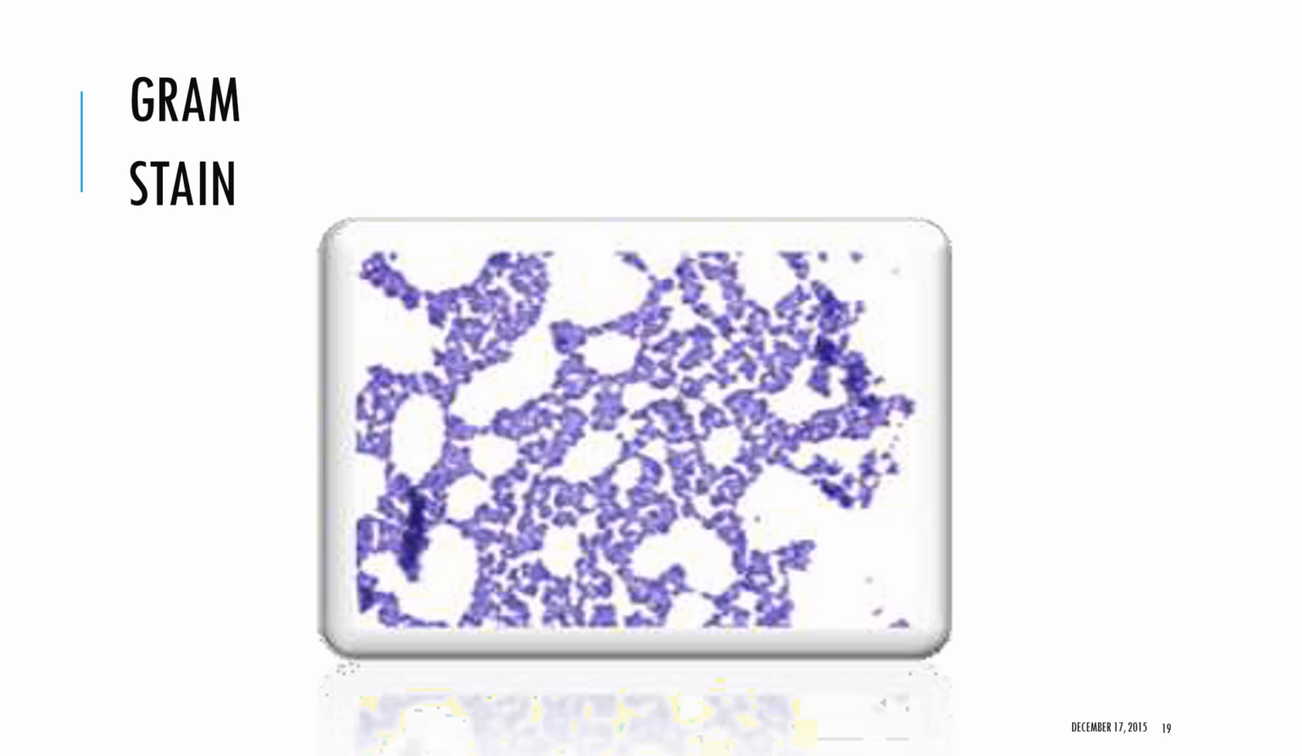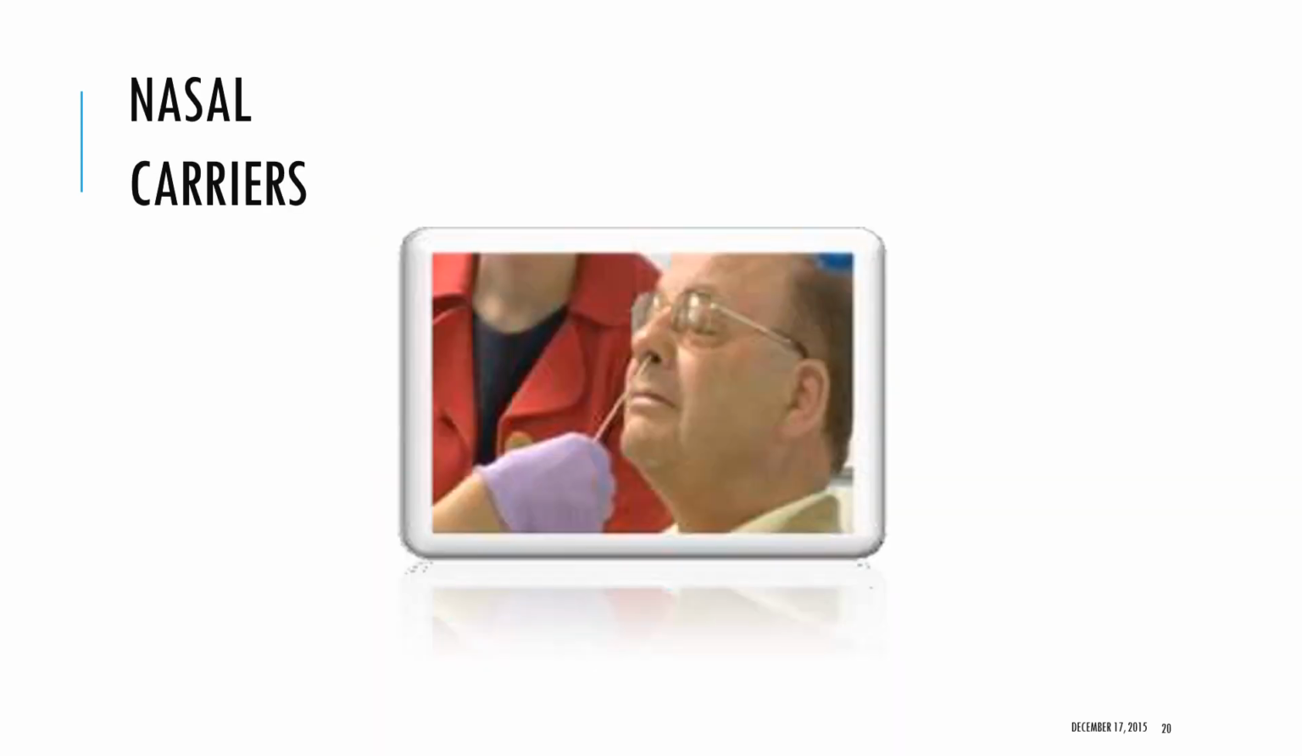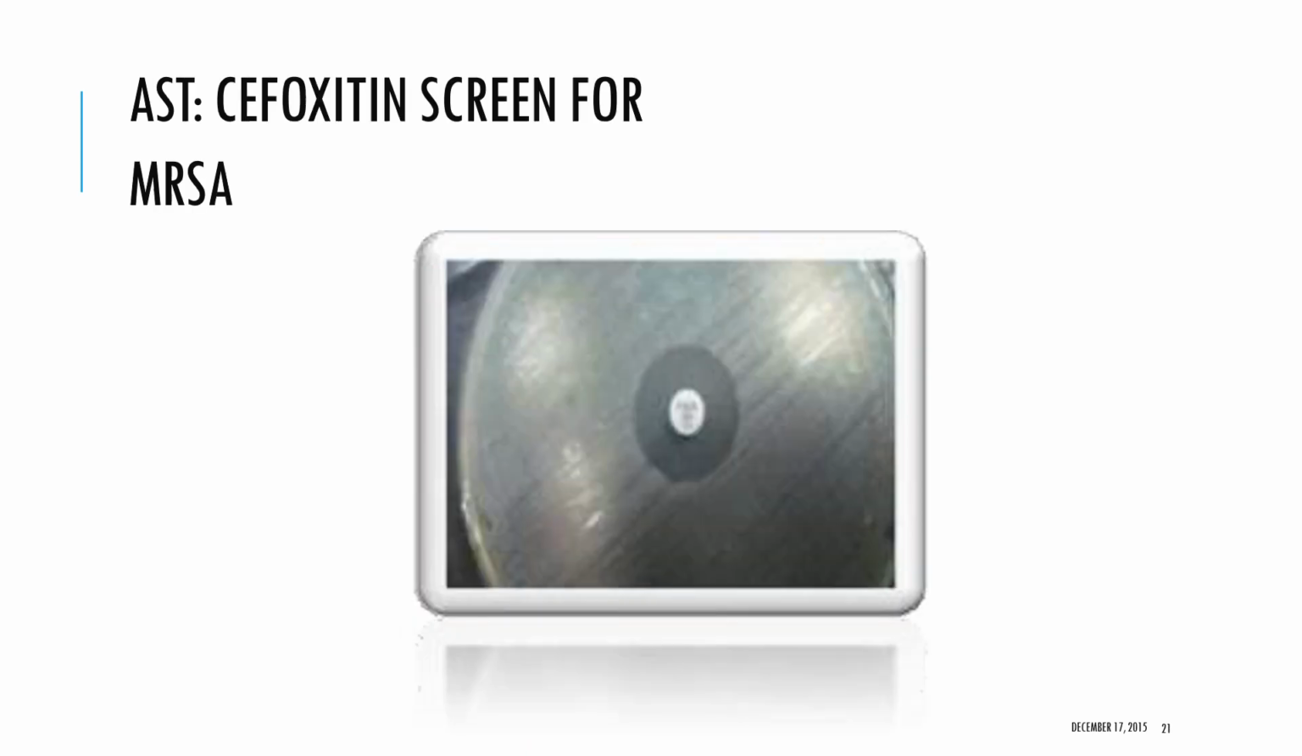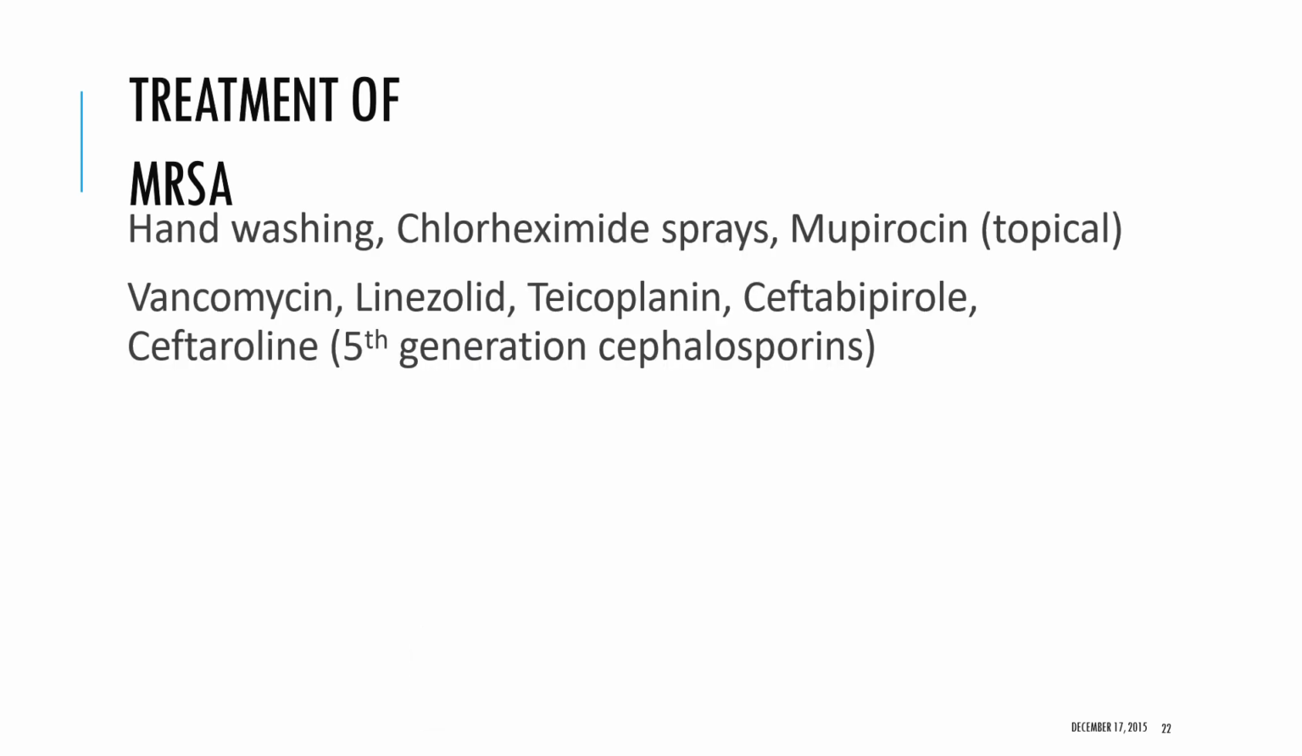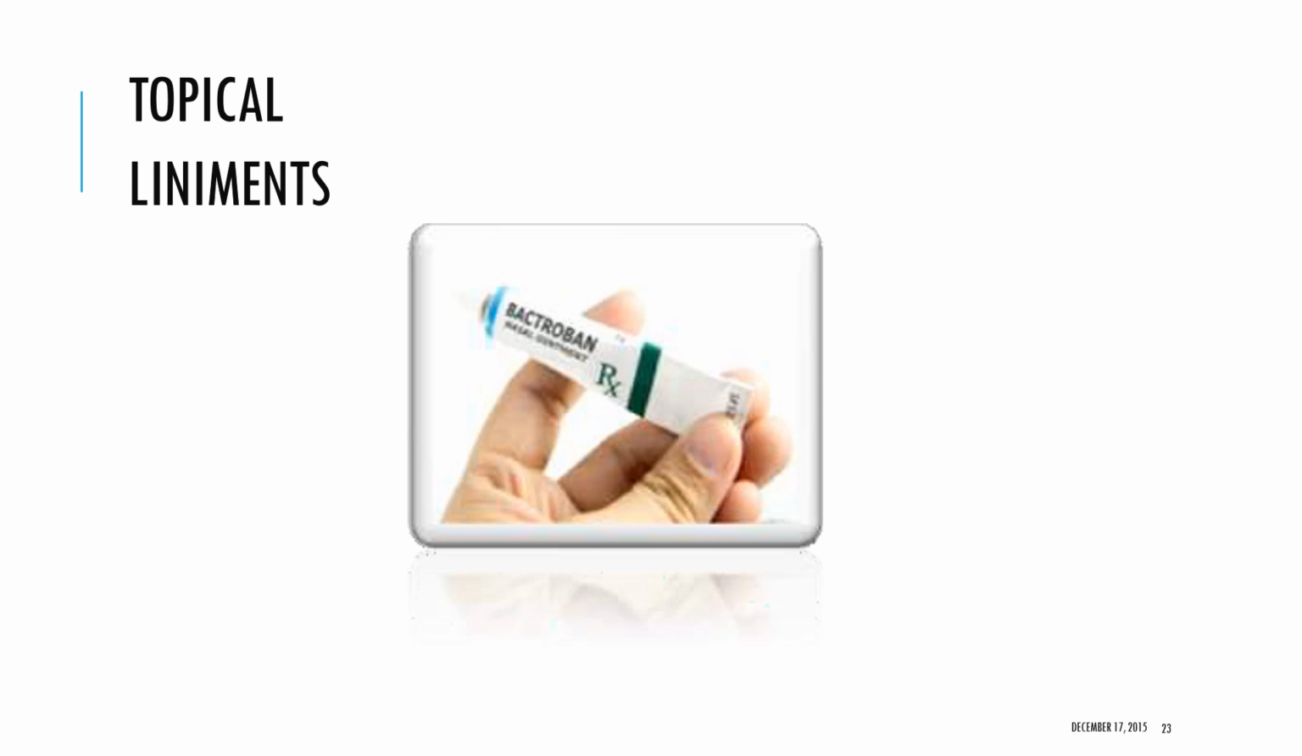Then this is the gram staining. Here you can see the single celled organisms clumped together. I know this picture is not that clear. For nasal carriers, we take a nasal swab and culture it, and this is the cefoxitin screen for MRSA. If it is resistant, that means these are MRSA strains. Then treatment for MRSA is hand washing, chlorhexidine spray, mupirocin topical, vancomycin, linezolid, teicoplanin, and fifth generation cephalosporins can be used. For topical application we can use Bactroban.